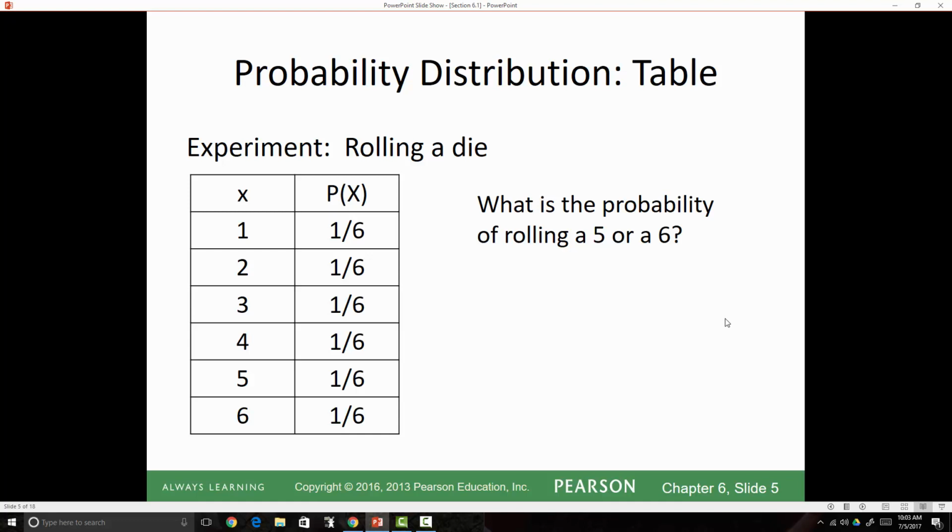So we can display a probability distribution using a table or a graph. Here's one example using a table. The experiment that we're doing is rolling a die. Notice on the left we have X, listing all the possible outcomes: 1, 2, 3, 4, 5, 6. And on the right, we get the probabilities listed. The question asks, what's the probability of rolling a 5 or a 6? We would add these probabilities together: 1/6 plus 1/6 gets 2/6, which is 1/3.